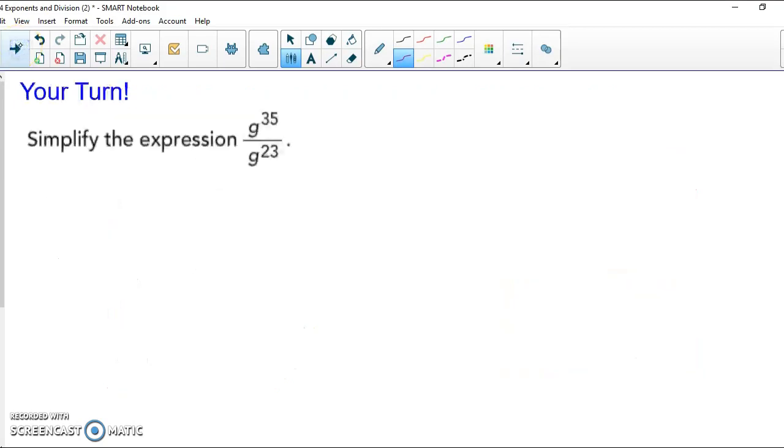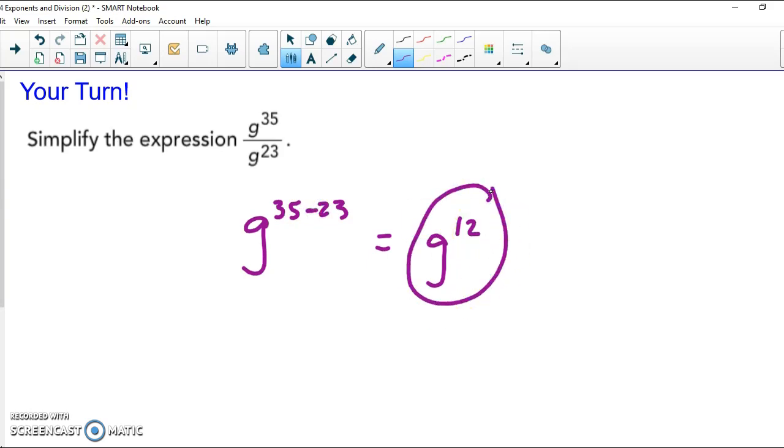I think you guys have got it, but go ahead and pause the video and try this one quickly. As I subtract these powers from top to bottom, which I can do because they both have a base of g, 35 minus 23 is 12. So we could simplify this as g to the 12th.